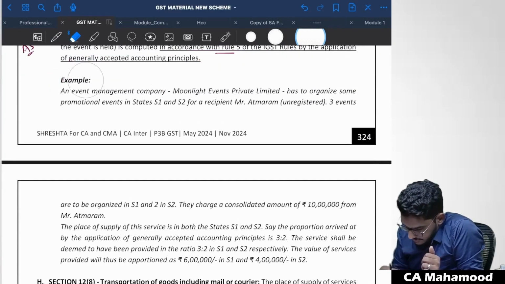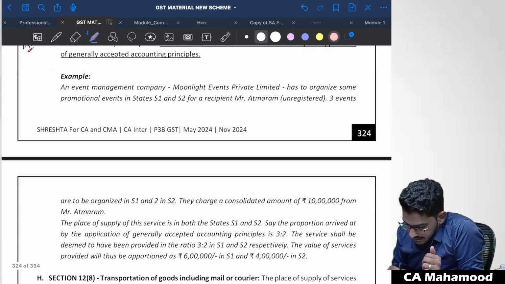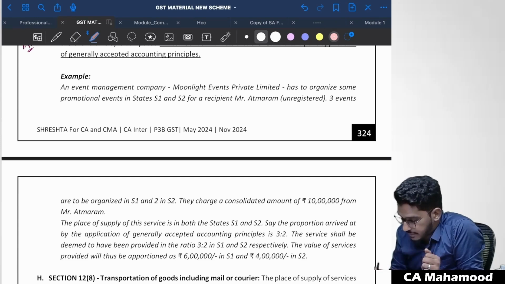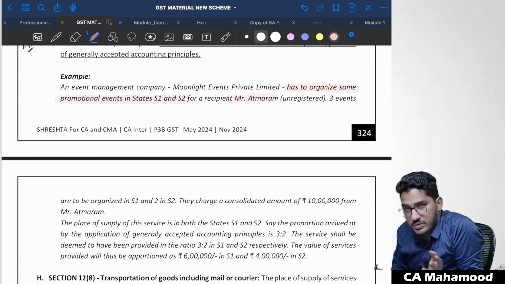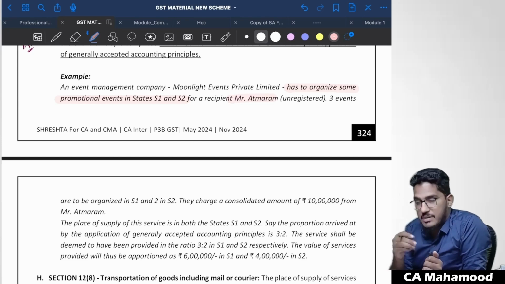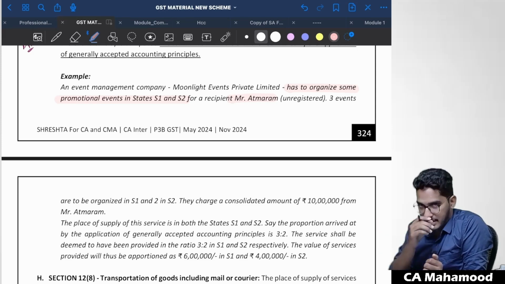This one. So they say that an event management company, Moonlight Events Private Limited, has to organize some promotional events in state 1 and state 2 for a recipient, Mr. Atmaram, who is unregistered. So as I have told, if the recipient is unregistered, the place of supply will be the location at which that event is taking place.